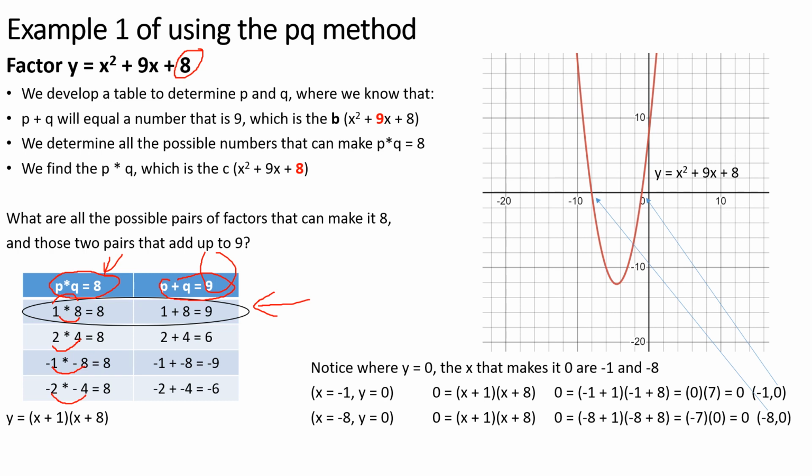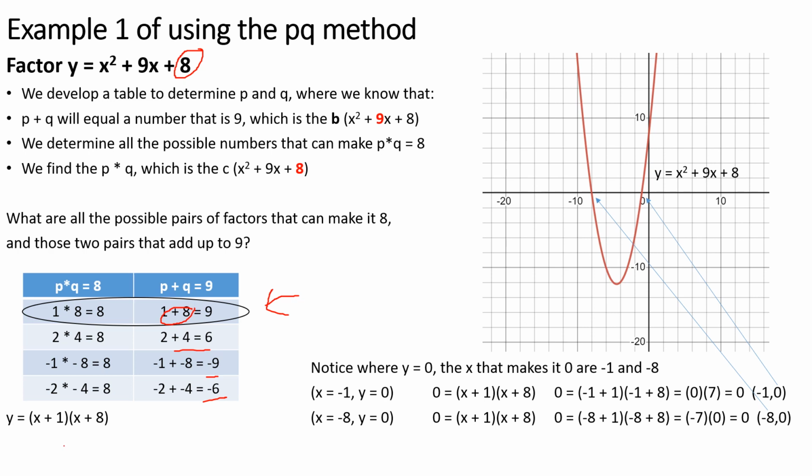So when I look at this, I have to just determine how to factor. I don't need to go any farther. The other ones don't add up to 9. 2 plus 4 is 6, so that's not it. Negative 1 plus negative 8 is negative 9. Negative 2 plus negative 4 is negative 6. So that's why I know it's this one. Now I know my P and Q are 1 and 8.